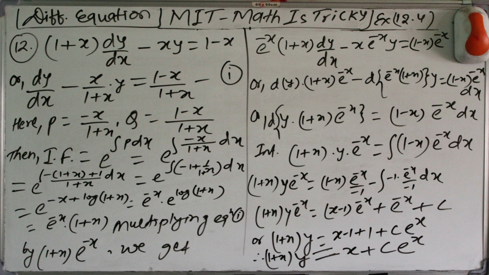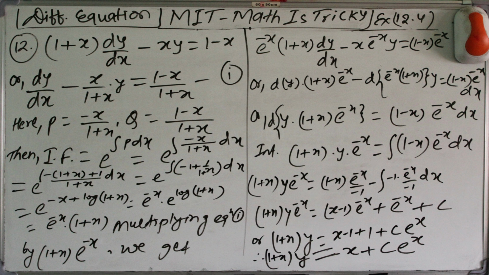So it will be e^(∫p dx), that is e^(∫−x/(1 + x) dx). Now to integrate this, we'll add minus 1 and plus 1 in the numerator, so that it will be easy to integrate this.